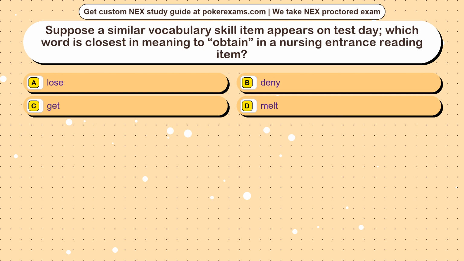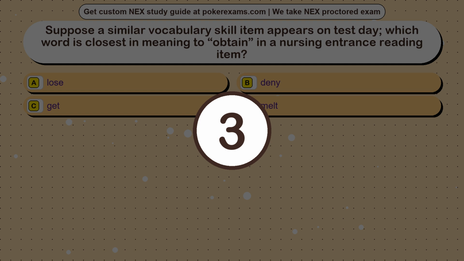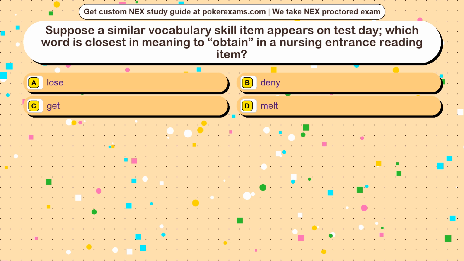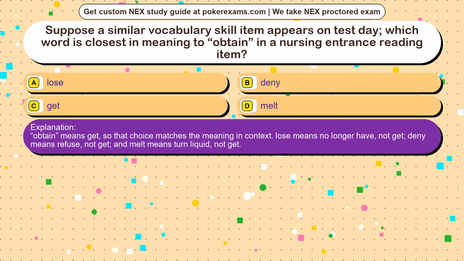Question 7. Suppose a similar vocabulary skill item appears on test day. Which word is closest in meaning to obtain in a nursing entrance reading item? Option A, lose. Option B, deny. Option C, get. Option D, melt. The correct answer is option. Obtain means get, so that choice matches the meaning in context. Lose means no longer have, not get. Deny means refuse, not get. And melt means turn liquid, not get.